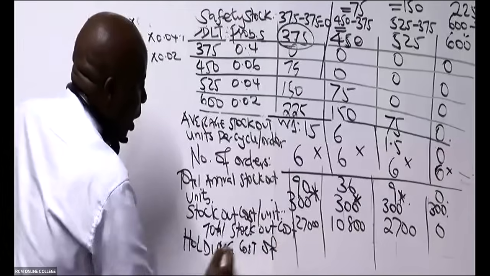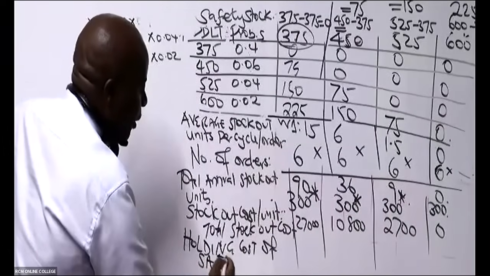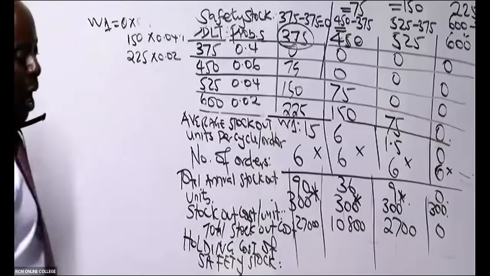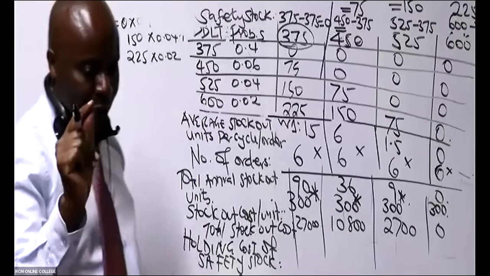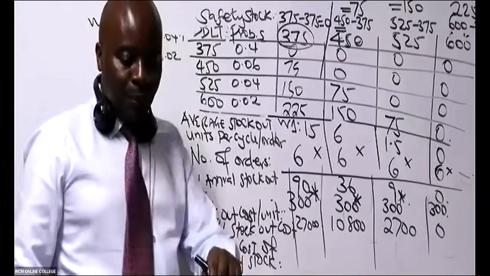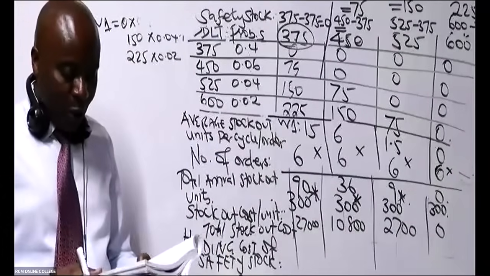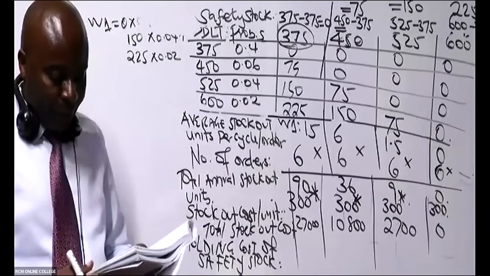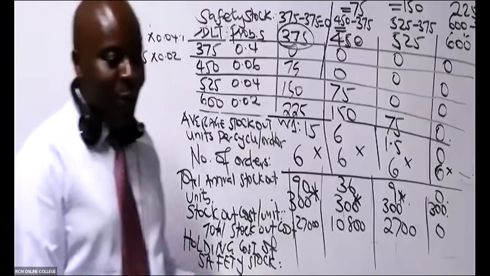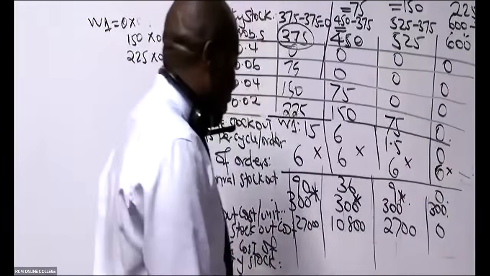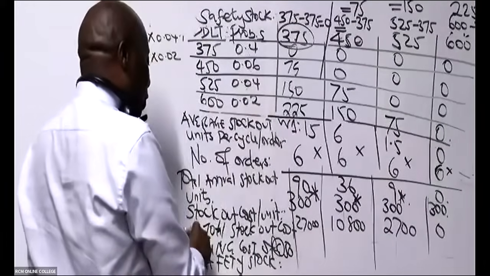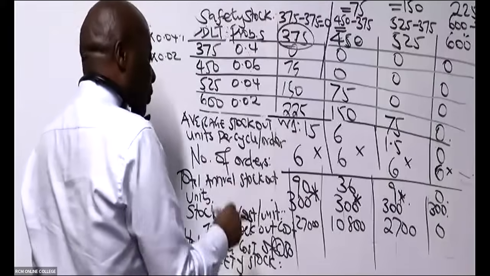Now, if you're using this approach, you will simply come and write here: holding cost of safety stock. Do you have the holding cost per unit? Is there somebody who has a holding cost per unit? Yeah, it is the carrying cost, isn't it? Remember, holding cost is the same as the carrying cost. So this is 50 per unit. And these are the holding costs of safety stock.